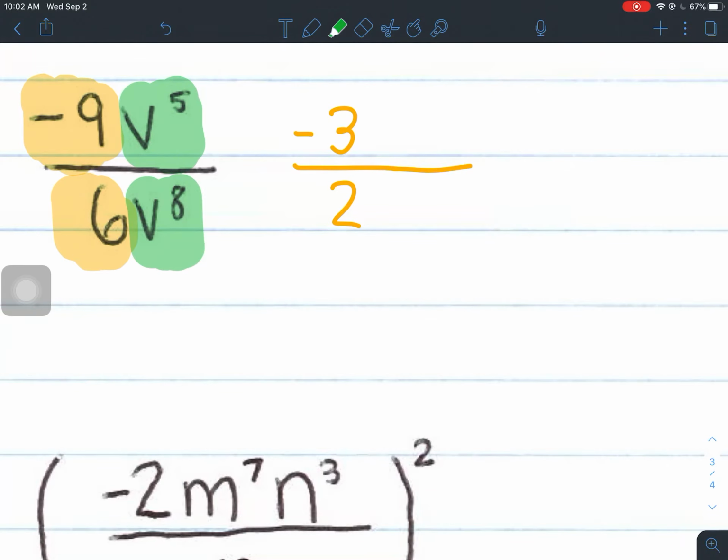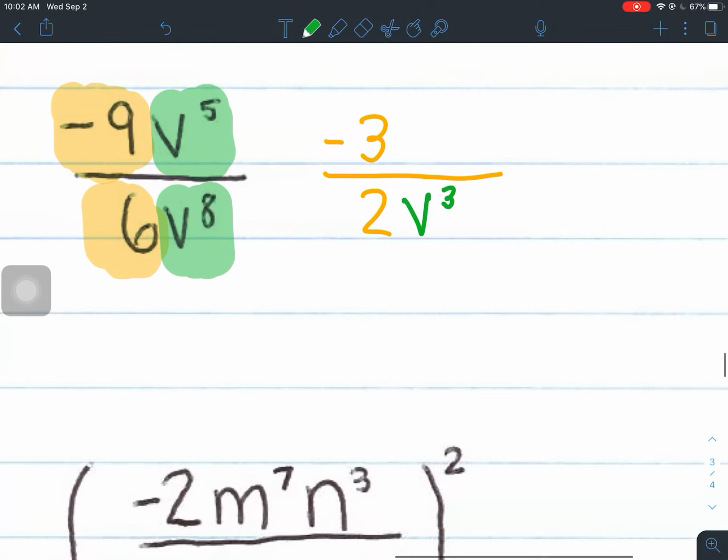You have v to the 5th and v to the 8th. Those are like bases, so I can simplify those, okay? Where are there more v's? There's more v's in the bottom, okay? Where are there more? How many more? There's 3 more. 8 minus 5 is 3. So you look for how many more are there. If there's more in the bottom, put it in the bottom. If there's more in the top, put it in the top.